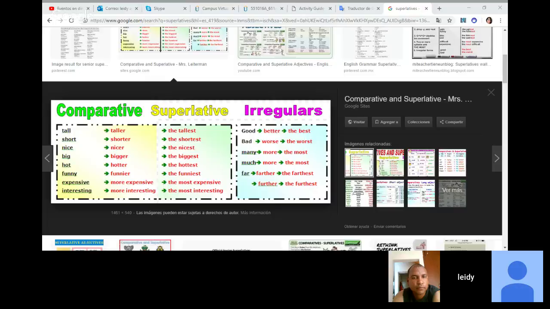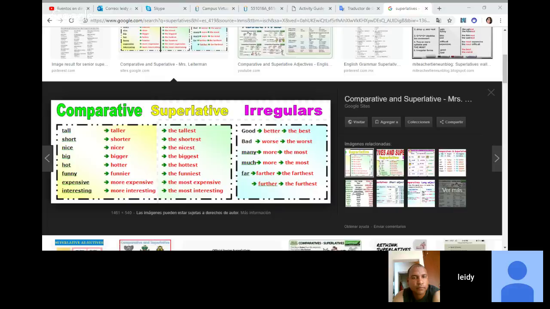Okay, wait. 1, 2, 3, 4, 5, 6, 7, 8. Eight syllables? No. The syllables are, for example, when you say "expensive," when you can divide the word, yes? They are the syllables. Syllables is like in Spanish, sílabas.